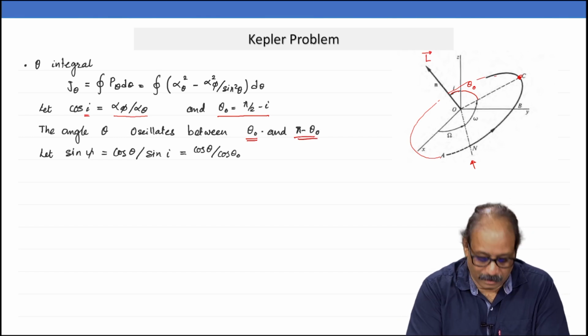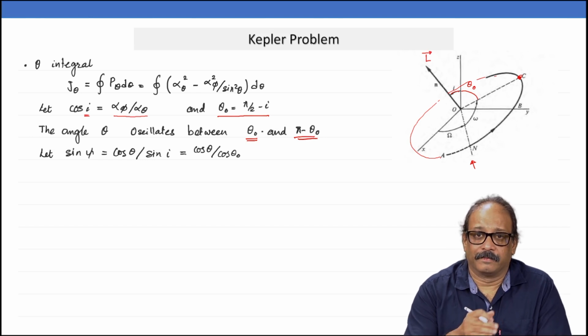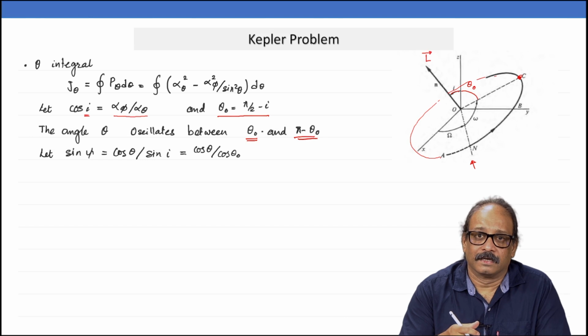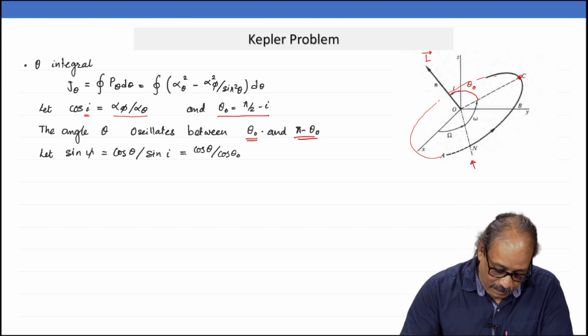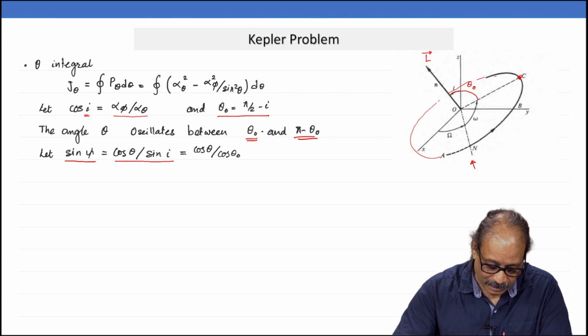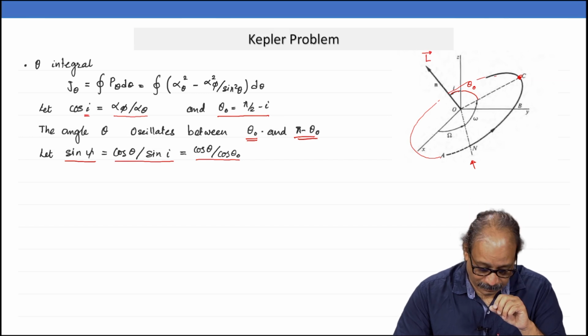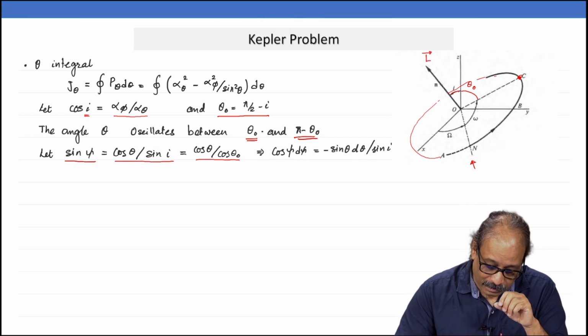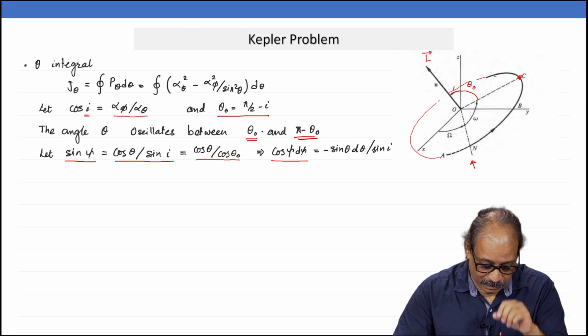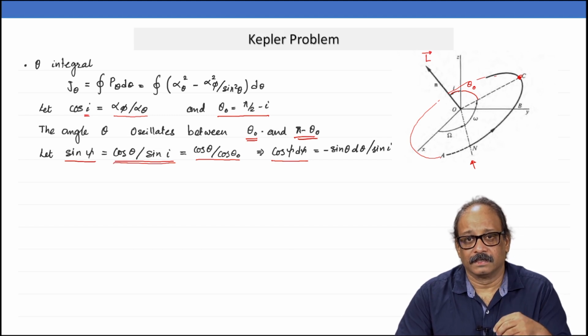Okay. Now, let us do some straightforward algebra, basically a couple of substitutions, so that we can integrate this. Define the new variable sin psi, which is cos theta by sin I. Remember, this is also the same as cos theta by cos theta naught. Now, the derivative of this will be cos psi d psi equal to minus sin theta d theta divided by sin I. So, basically I want to change variable from theta to psi.